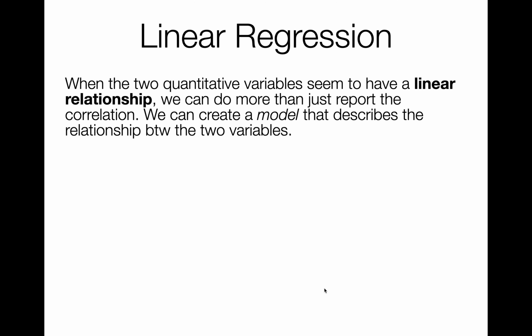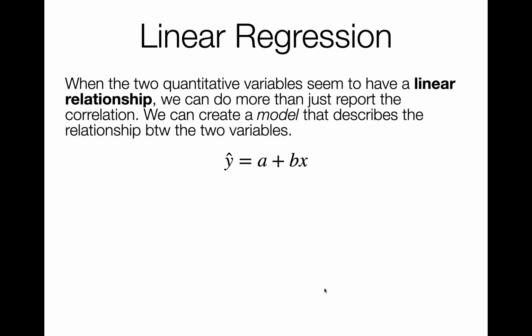So when two quantitative variables again have a linear relationship, not some other relationship, we can do more than just report the correlation. Okay? We can actually create a model that describes the relationship between the two variables. And with that model, we can say and do much more. So when I have a linear relationship, what I need to do is create a model, and that model is a line, okay?